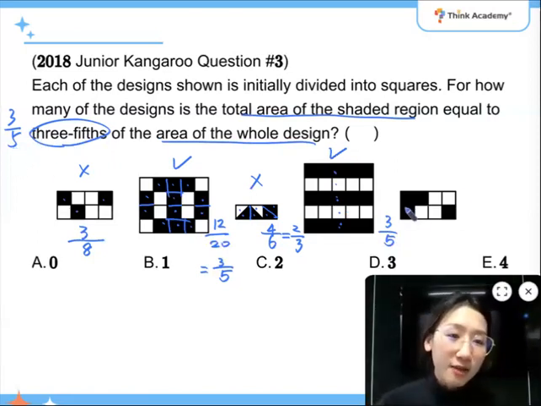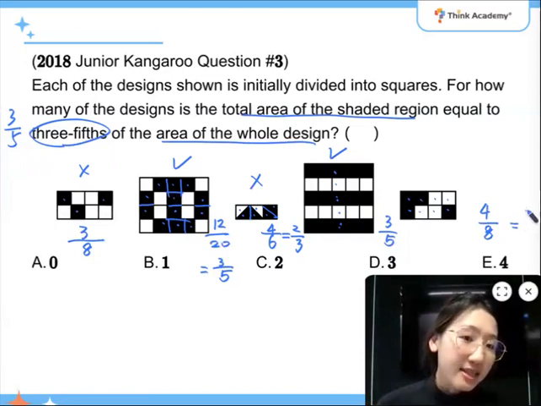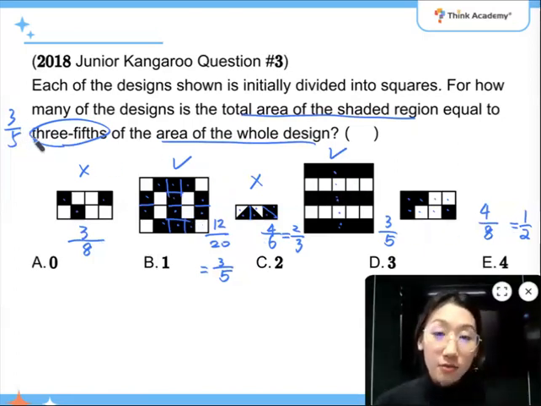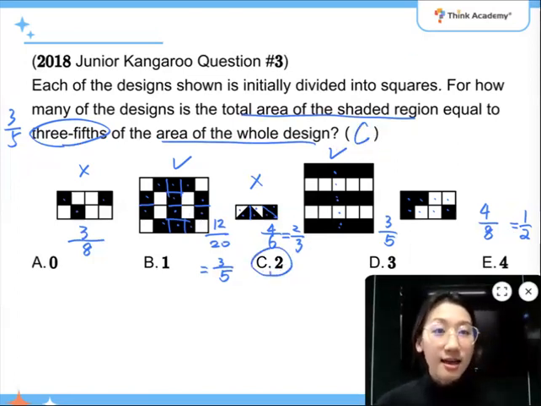Okay. And then for the last one, I have 1, 2, 3, 4 that's been shaded, and how many in total? 1, 2, 3, 4, 5, 6, 7, 8. So that's 4/8, and that's going to be 1/2. So after finding out all of the fractions, we will see that only these 2 are having 3/5 as a shaded fraction. So that's going to be C, the answer. Okay, so that's this one.